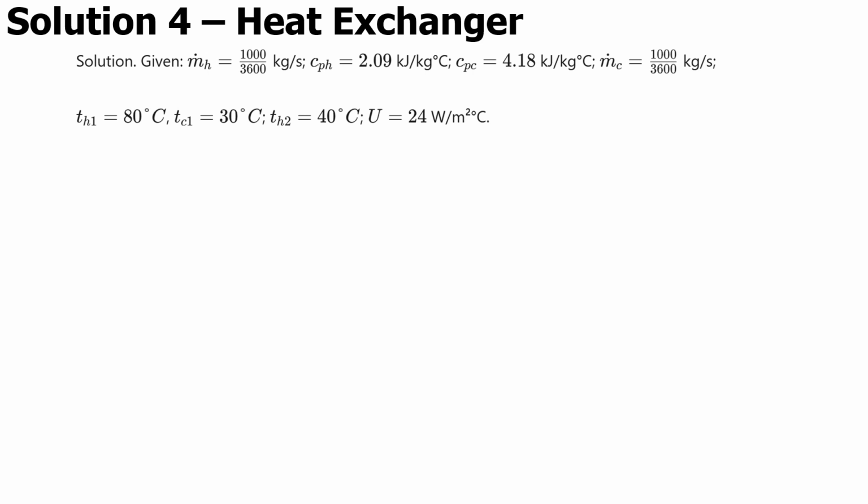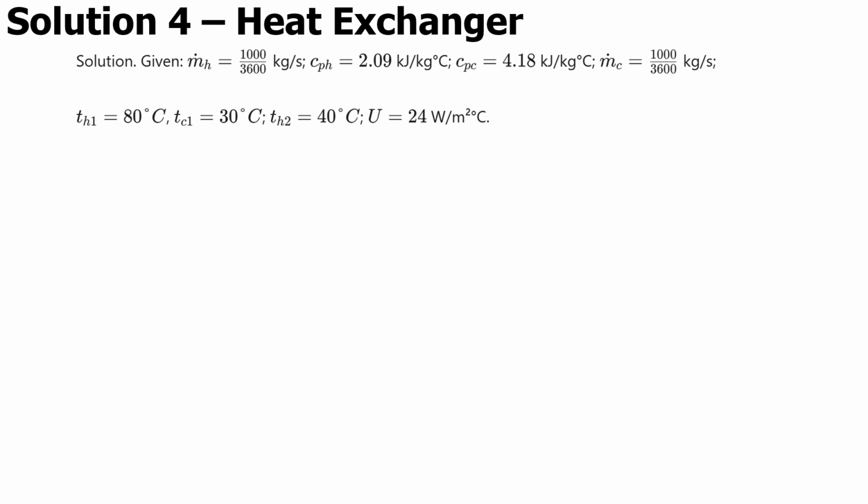For the cold water, the mass flow rate mC dot is 1000 kilograms per hour, which is approximately 0.2778 kilograms per second. And its specific heat capacity is 4.18 kilojoules per kilogram degrees Celsius. And the inlet temperature of water, TC1, is 30 degrees Celsius. And the overall heat transfer coefficient, U, is 24 watts per square meter degrees Celsius.